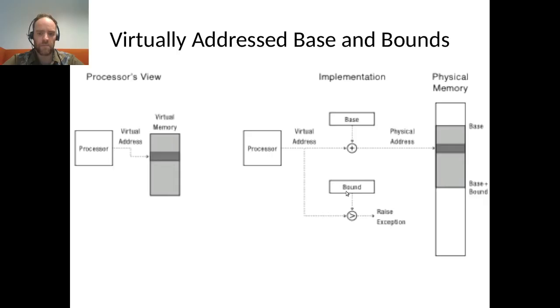And then it also has a bound. So if the address is beyond the bound, then you can see we raise an exception here. We don't allow the process to read beyond the bound into this space. We don't have to have a check for the base, of course, because the base is just added to the virtual address. So this is a very simple method for accomplishing process isolation. It does have some drawbacks that we'll look at shortly, but it is a way to actually provide process isolation.